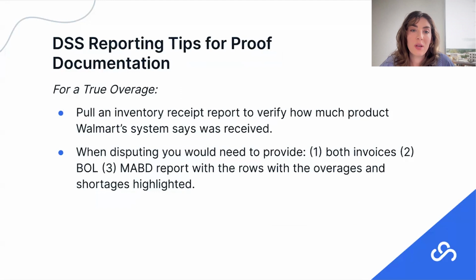All right, so this is some DSS reporting tips for proof documentation. I'm not going to spend a whole lot of time on this, but I'll talk through some of the ways you can think about it in Luminate and in programs like Nova. So this is the old way of doing this. You used to pull an inventory receipt report to verify how much product Walmart received. And then you could dispute by providing both of those invoices or a BOL or the MABD report with overages highlighted. So there's ways to pull this information.